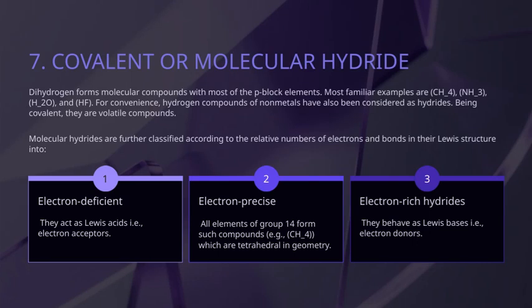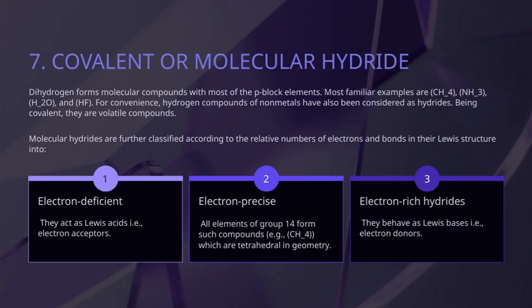Let's explore the behavior of these hydrides. They behave as Lewis bases, meaning they act as electron donors. These are electron-rich hydrides, which typically have a lot of electrons available to share. Now, when we look at the elements in group 14, you'll notice that all of them can form such compounds, like methane, CH4. These compounds are tetrahedral in shape, and because they have a balanced number of electrons, we call them electron-precise. On the flip side, some hydrides act as Lewis acids, meaning they are electron acceptors.